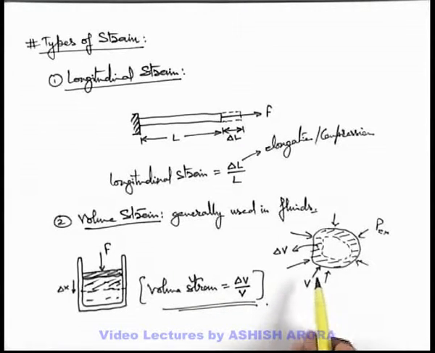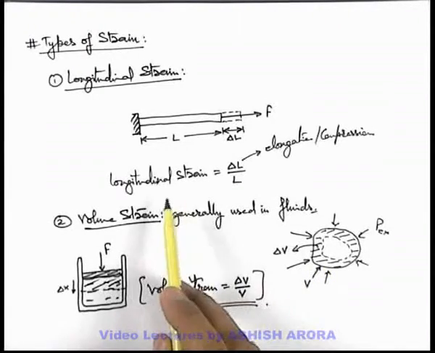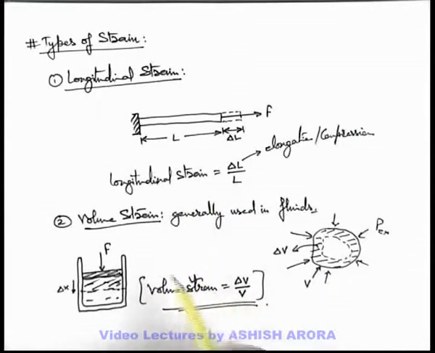For solids generally in all dimensions we define longitudinal strain. And in case of fluids, liquids or gases, when we talk about their deformation and elasticity we define volume strain in terms of the ratio of change in volume to the original volume.